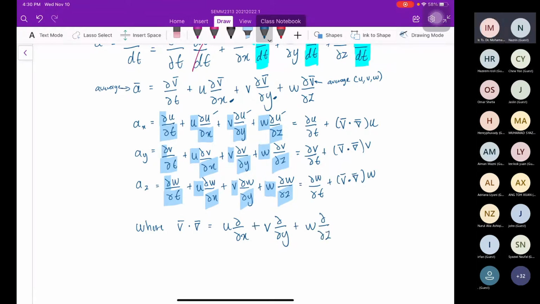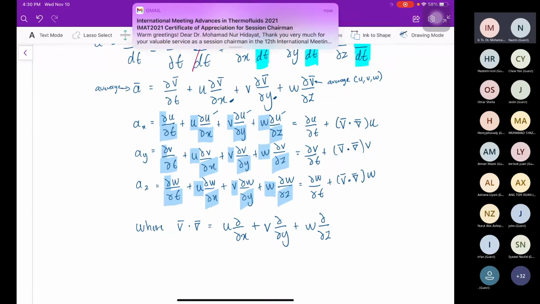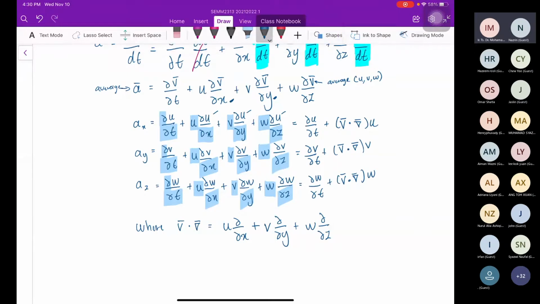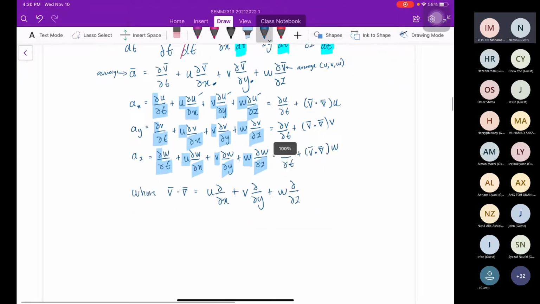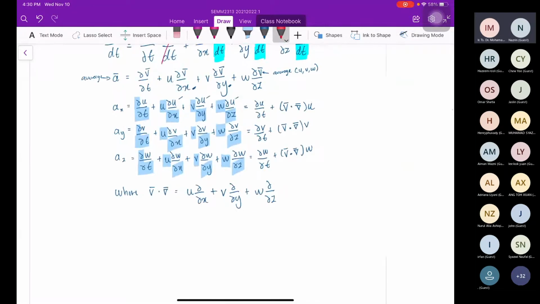Alright, so this is the shortest version. So at the end, the final equation will become like this. The average acceleration becomes dv average over dt. This is the general one. All of you understand. But now we want to separate into the space and time, to show you the Eulerian viewpoint.